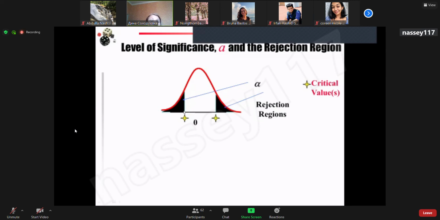So usually in any statistical test, we calculate these critical values. And if our parameter does not satisfy the hypothesis, which means it falls in the rejection area, then we have to reject our null hypothesis.